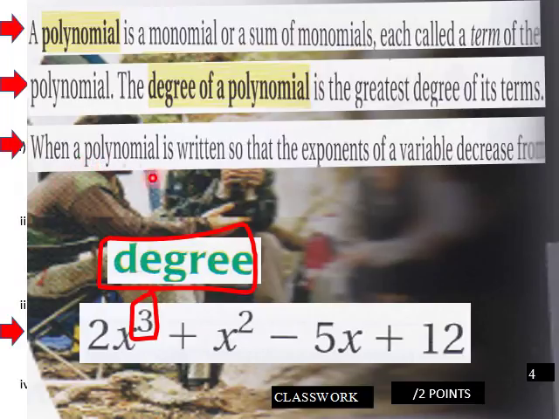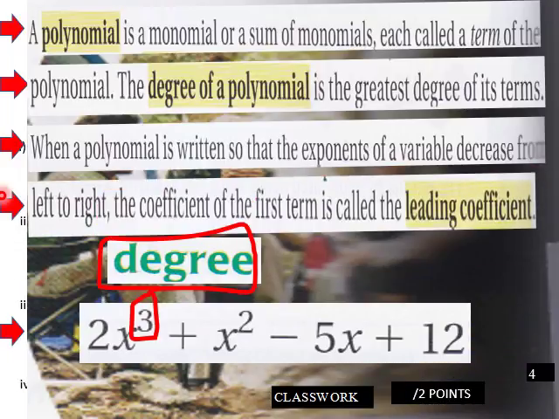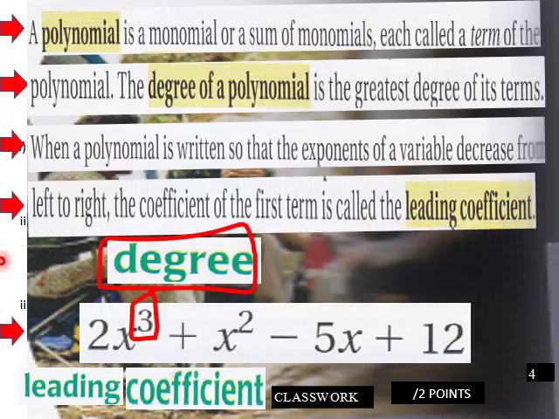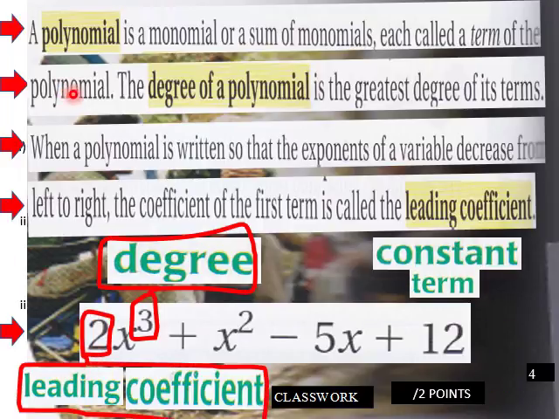When a polynomial is written so that the exponents of the variable decrease from left to right, the coefficient of the first term is called the leading coefficient. That would be here, the 2. And then the constant term, guess where that is, class? There's your constant term. So that's really kind of breaking down a polynomial into its leading coefficient, degree of polynomial, and the degree.